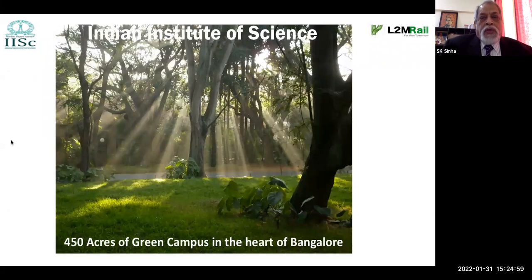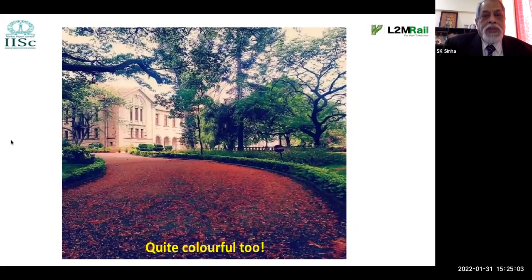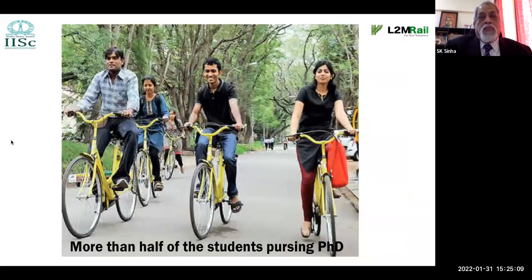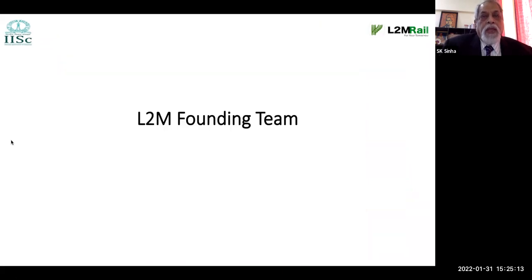You know, it's a beautiful campus. I don't have to tell you. It can be quite colorful also in some seasons. We have 500 plus faculty for more than 5,000 students. More than half of these students are pursuing their PhD.